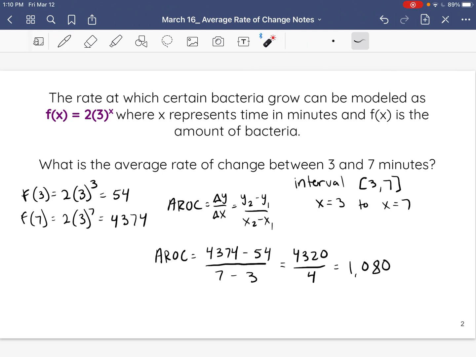So again, here we can see that this is a positive average rate of change, which is good because our b value is greater than 1, which means we should have gotten a positive average rate of change since this graph is increasing the entire time.